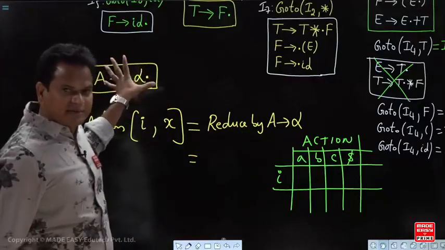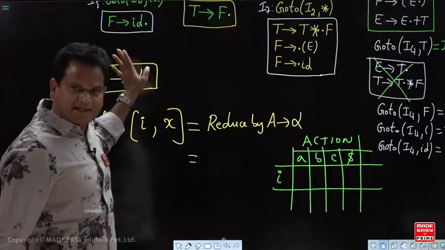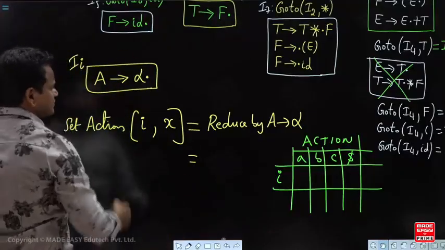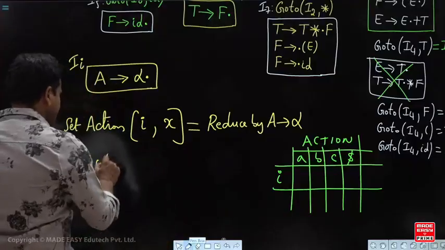Whatever the name of the state. What is the name of the state? If it is I5, fifth row. I6, sixth row. And xth column, reduced by A there is alpha. Now what is x here?